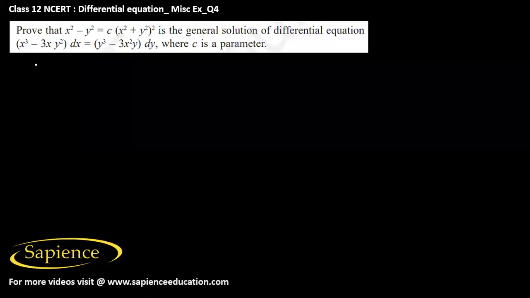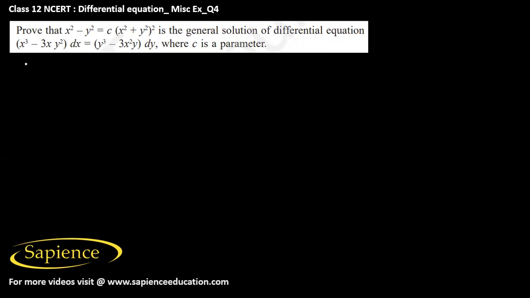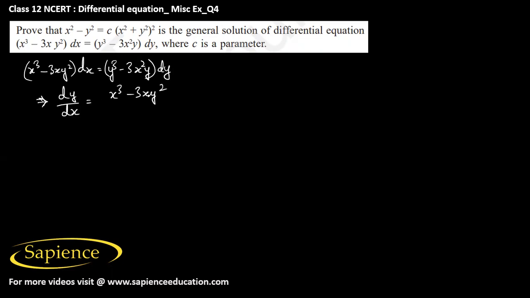Okay, so here the differential equation has been given as (x³ − 3xy²) dx equal to (y³ − 3x²y) dy. So dy/dx will be equal to (x³ − 3xy²) divided by (y³ − 3x²y).